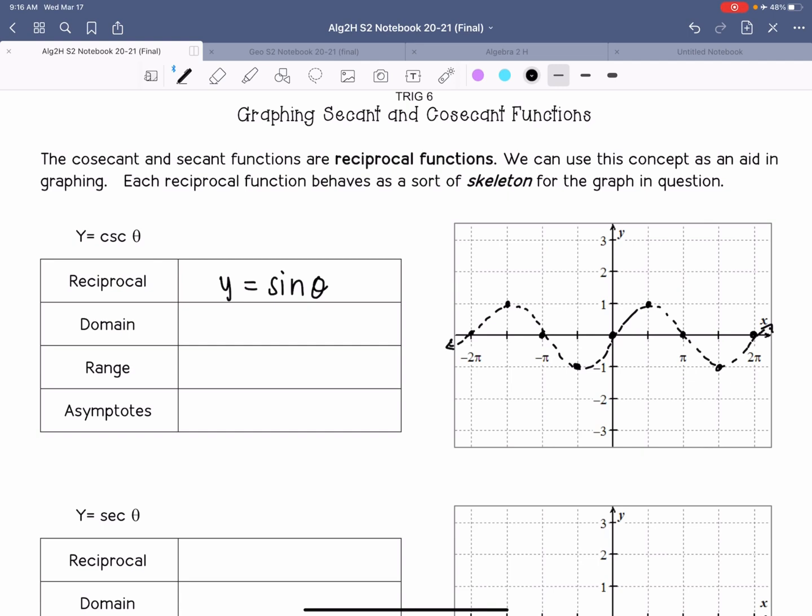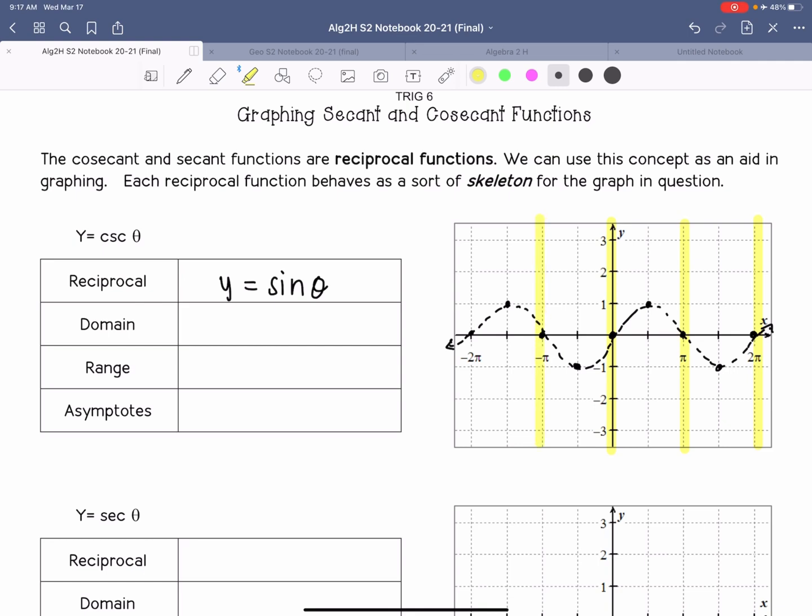Okay, so we should have this nice wave. Beautiful. So every place there's a 0 on this graph, or an x-intercept, you're going to draw a vertical asymptote. So I have a vertical asymptote here, a vertical asymptote here, one here. So every time it's 0.